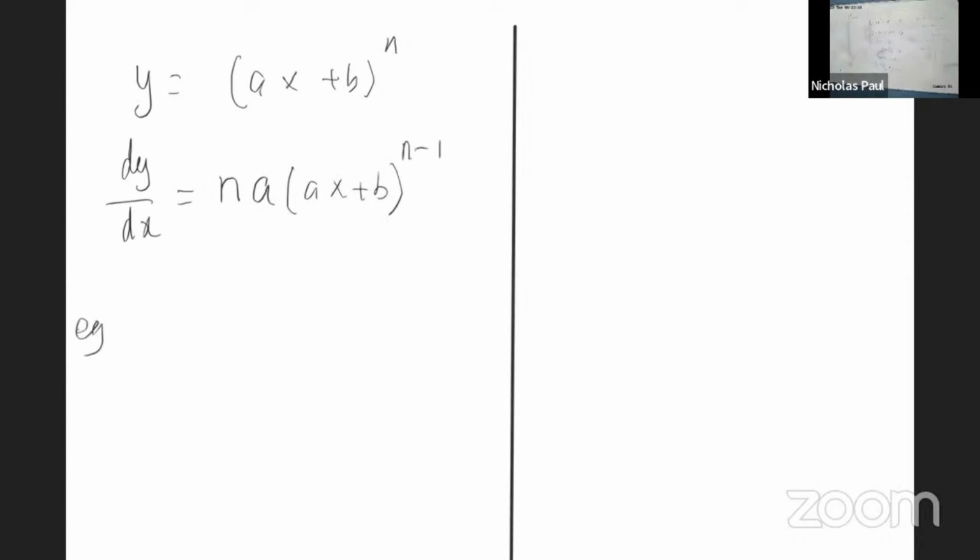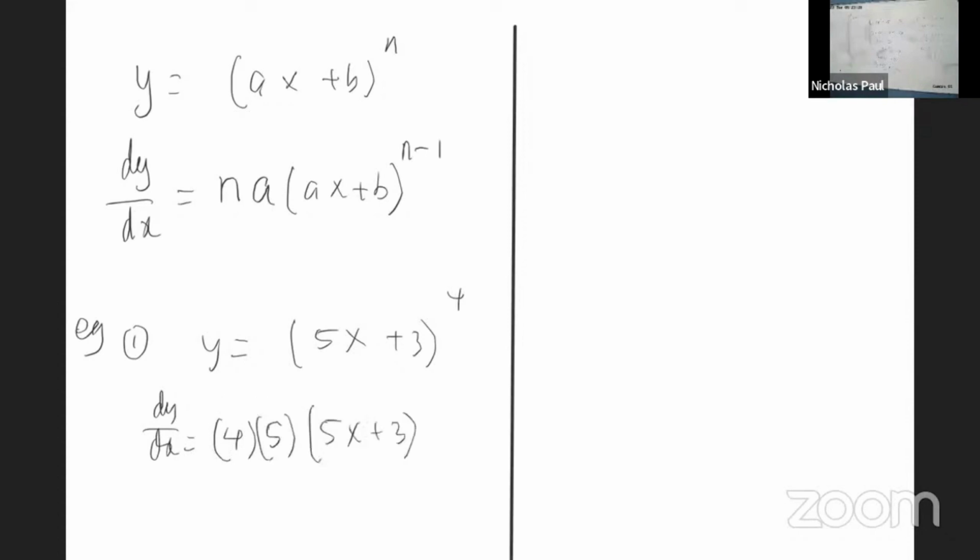For example, if I gave you y is equal to 5x plus 3 to the power of 4. You can't expand that out, so you have to follow these steps. dy dx is bring down the power, differentiate 5x plus 3, you'll get 5. Write back the bracketed term and minus 1 for the power. So you're going to get 20 by 5x plus 3 to the power of 3. Please do not try to multiply 20 by 5, because remember, you have the brackets first. So you have to cube it first.